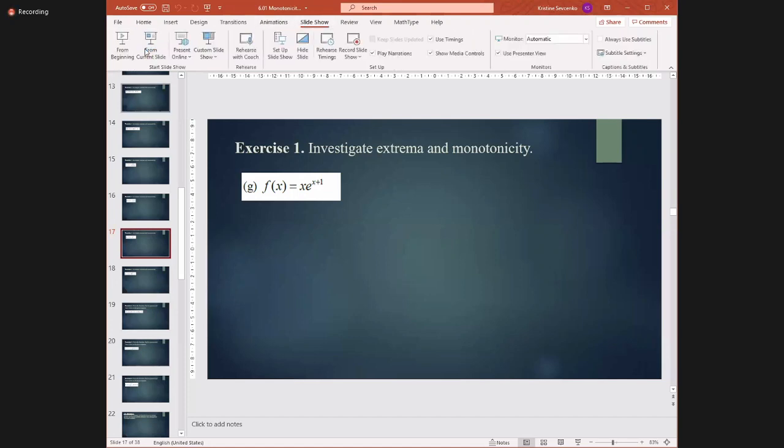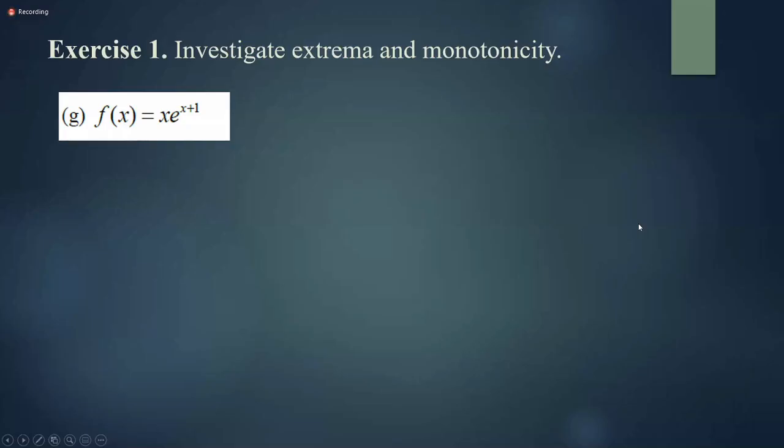Slideshow from current slide. So what we did last time was looking at monotonicity, extrema, and also the greatest and the least value of a function on some certain segment of x values. So for a quick revision, some exercises, and then we will move on to the next topic.